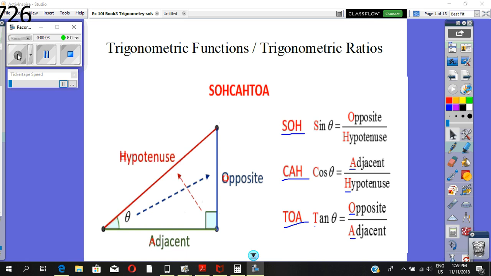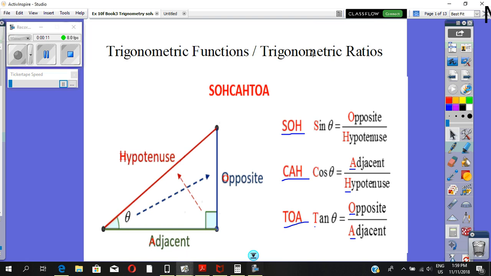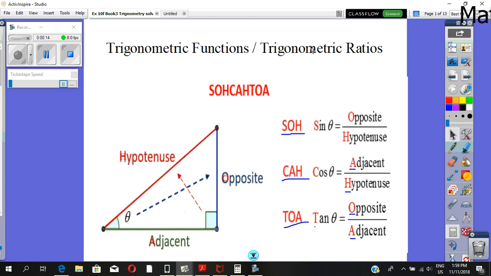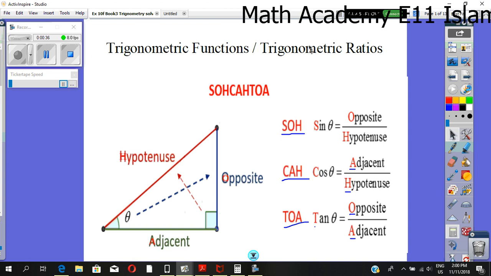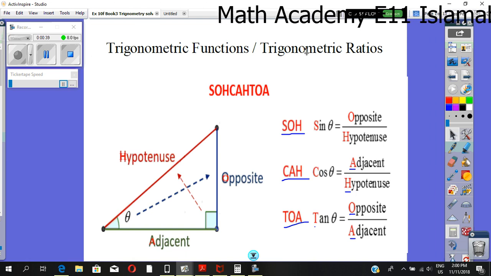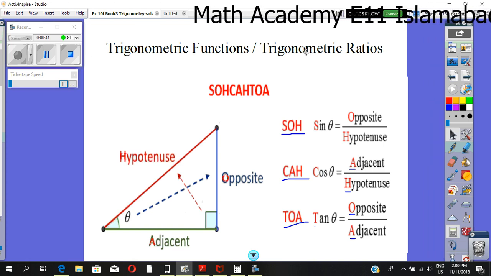Today we're supposed to start the trigonometric functions, trigonometric ratios. First of all, we learn basically what trigonometry is. If we see the word trigonometry, it means triangle measurements. Trigonometry is an important tool for evaluating measurements of height and distance. It plays an important role in surveying, navigation, engineering, and astronomy.